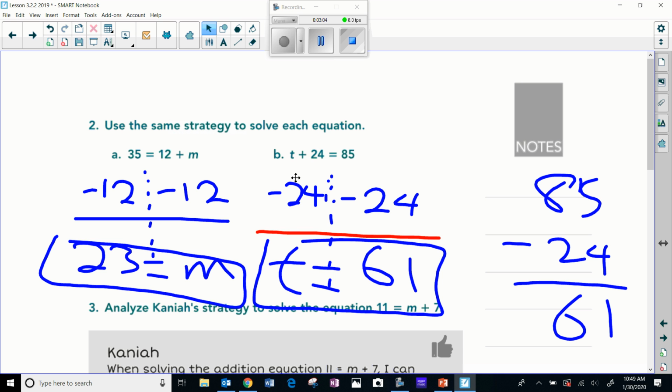All right, on B, t is being added by 24. So the inverse operation is subtract 24. We're going to subtract 24 from this side, and we're going to subtract 24 from this side. 85 minus 24 is 61. And then 24 minus 24 is going to leave us with our variable, t, which tells us t equals 61. Again, we're trying to get our variable by itself, because that's going to tell us what the variable has to equal.